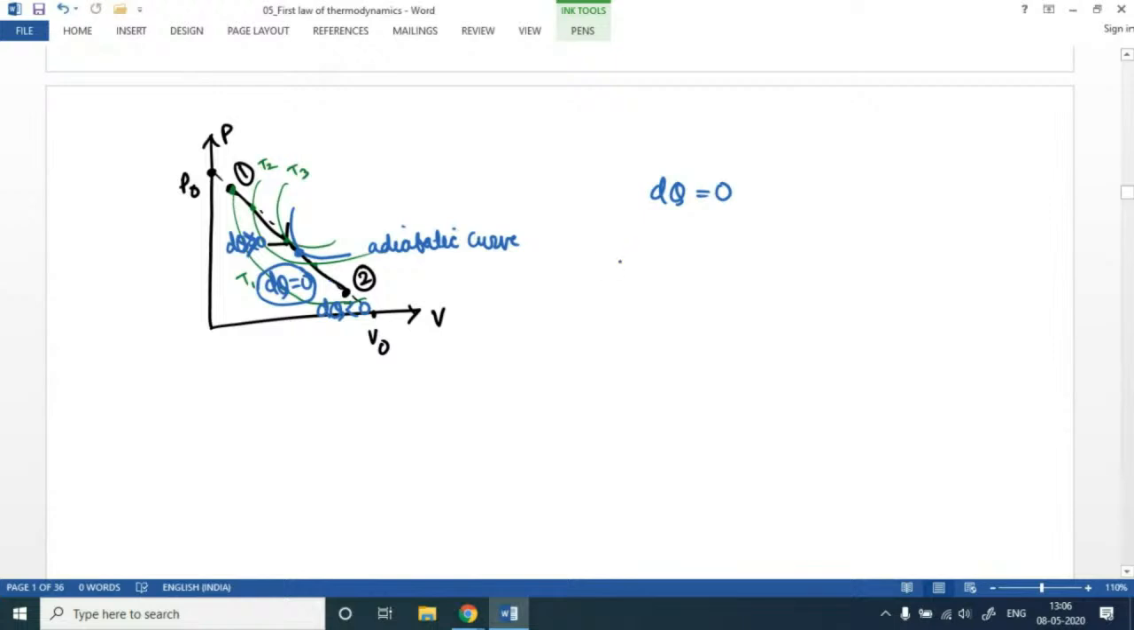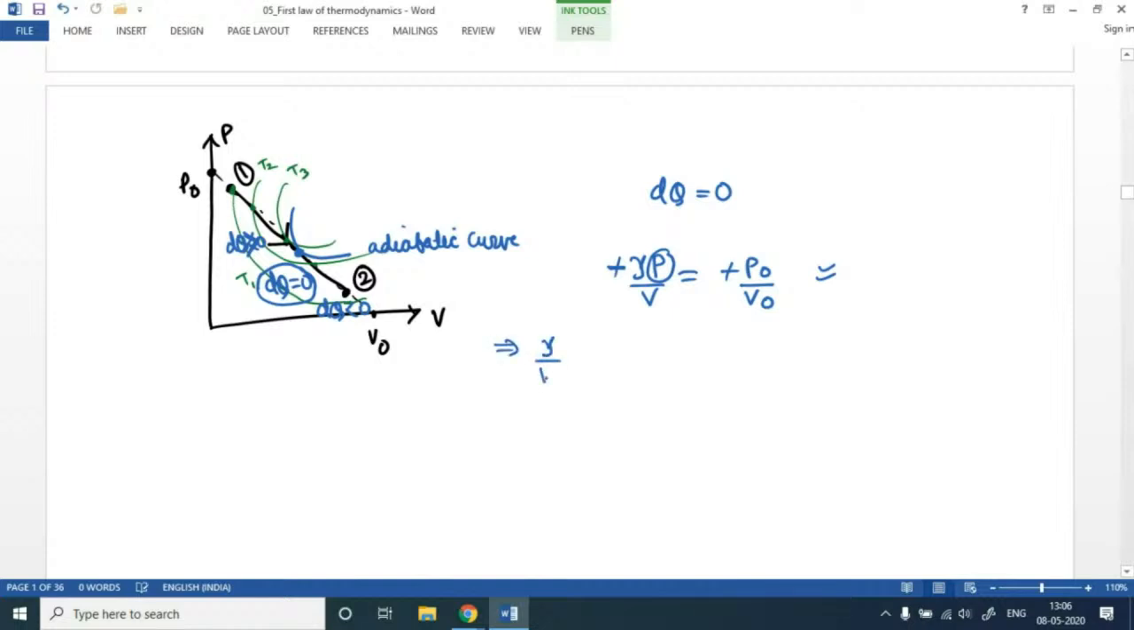For the adiabatic curve, the slope is nothing but minus gamma P by V, and the slope of this line is simply minus P naught upon V naught. The minus signs you can cancel, and this would be the corresponding equation. Obviously, using the equation of this line, we will be able to express P in terms of volume, and this will give us the required volume. So let's try to solve.